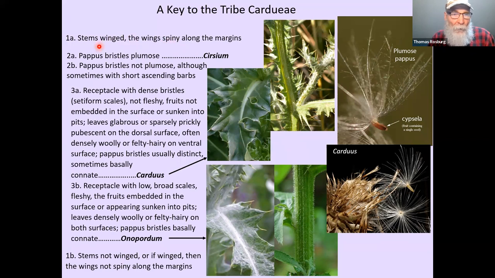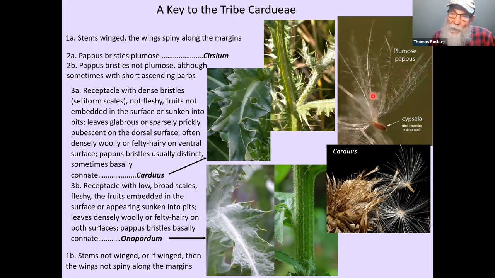If the stems are winged, then it could be a Cirsium, or it could be a Carduus, or it could be an Onopordum. Those are the three genera they're going to key out under 1A. So the next statement then would be, again, what's that pappus look like? Are the pappus bristles plumose? That's what plumose bristles look like.